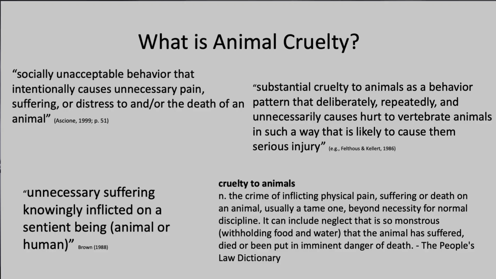So the first one is a definition that Ascione used in 1999. If you like to read a lot of journal articles and medical articles, he did a lot of research on animal cruelty back in the late 90s in relation to interpersonal violence and animal cruelty. So the definition he had was that animal cruelty was socially unacceptable behavior that intentionally causes unnecessary pain, suffering, or distress to and/or the death of an animal. So read that over again for me real quick and then think about what you may like or not like with that definition.